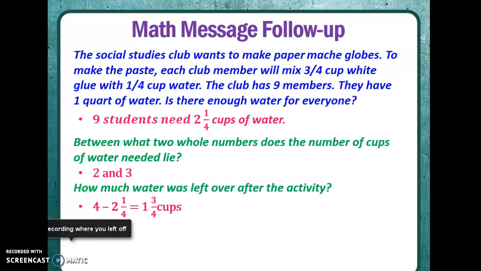All right, well, we know that 4 cups was the total amount of water in 1 quart. So we started off with 4 cups of water, or 1 quart, and then we subtracted the 2 and 1/4 cups of water that they were using. So we end up with 1 3/4 cups of water left over.